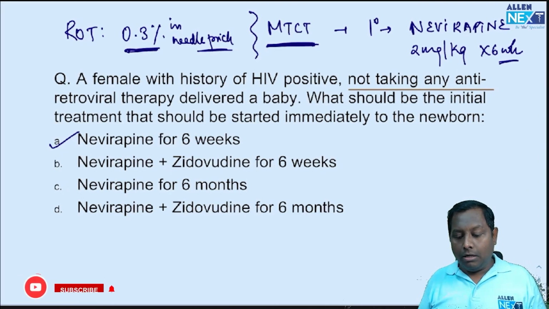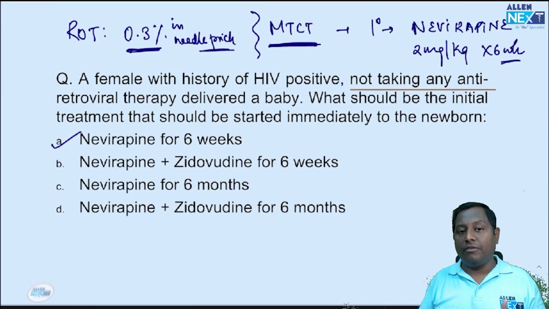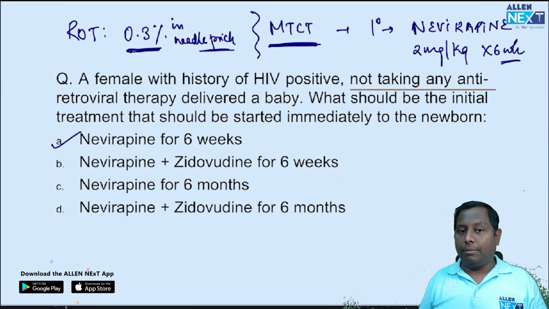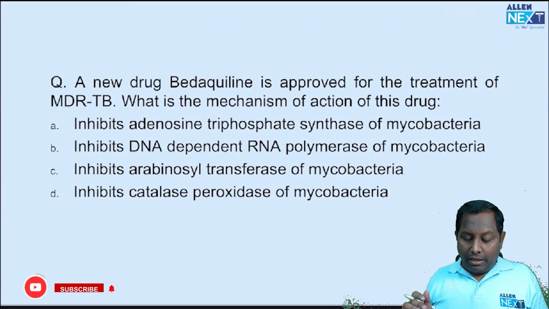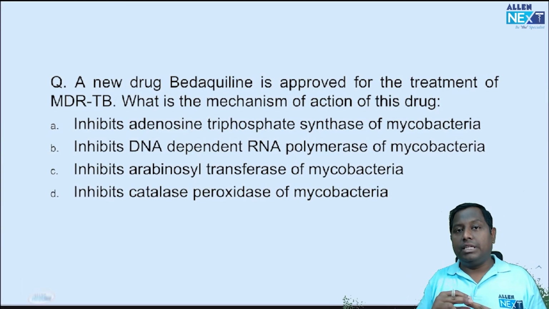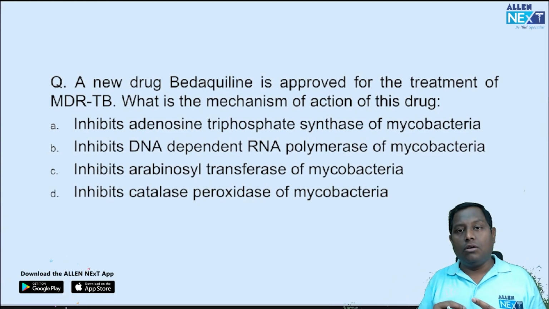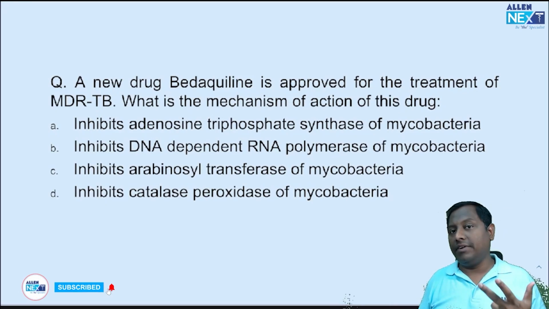For prevention we have two drugs. Remember, zidovudine is also one of the drugs, but the preferred one is always going to be nevirapine. In our country as well, in the list of essential medicines, two drugs are given for prophylaxis: zidovudine and nevirapine. Nevirapine is always preferred. Cost is one reason, easy availability is another reason, and less side effect is the other reason.